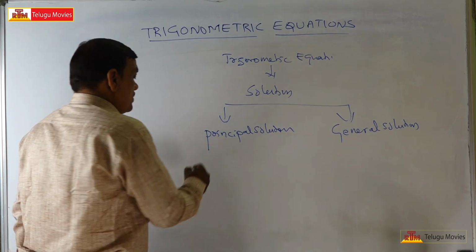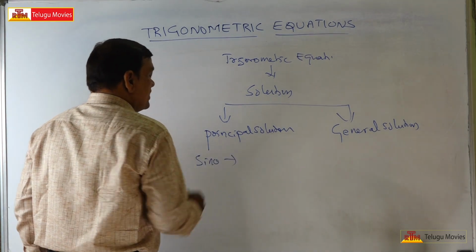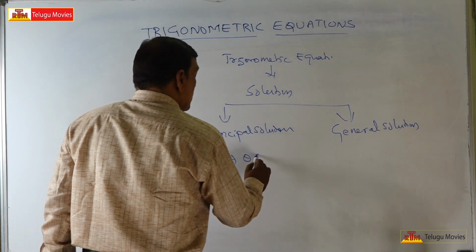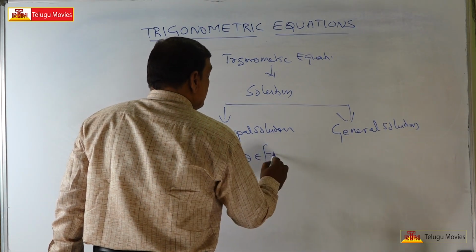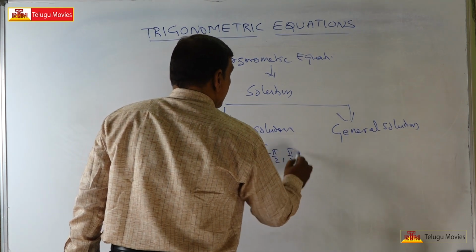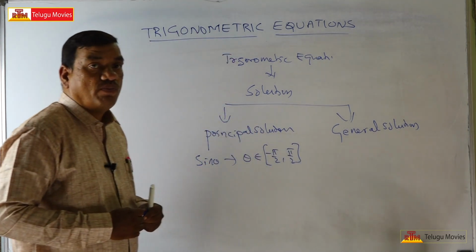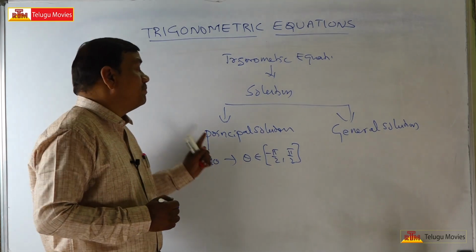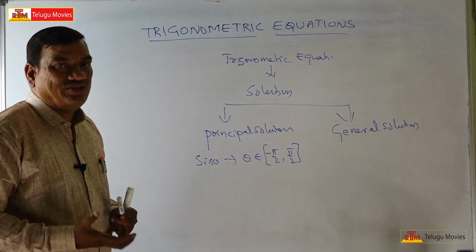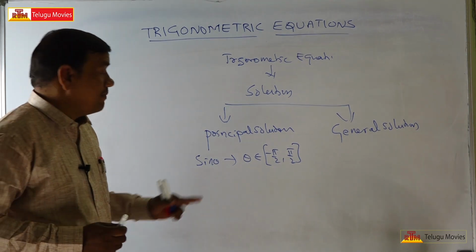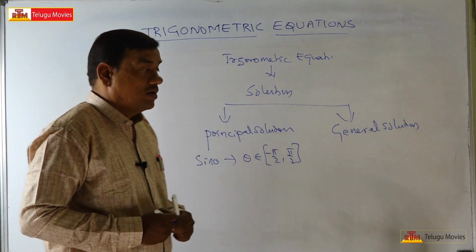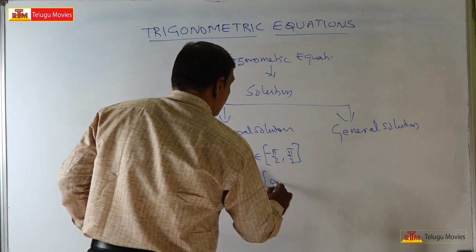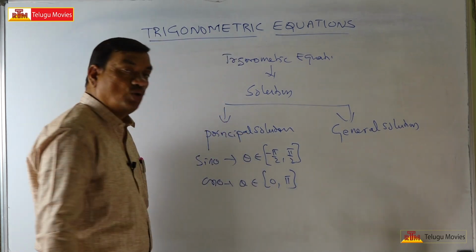For example, if sin theta is involved in a trigonometric equation, the angle which belongs to minus pi by 2 to plus pi by 2 is called the principal solution, the starting solution, the basic solution. For cos theta, theta belongs to 0 to pi.